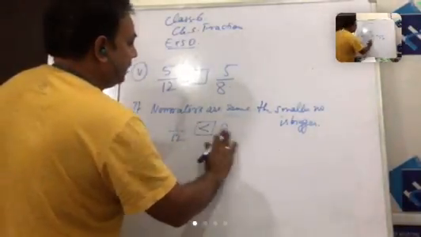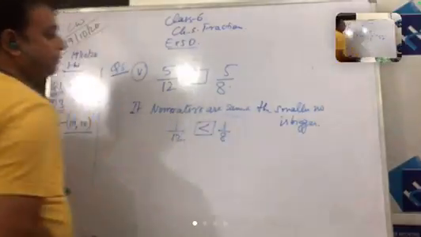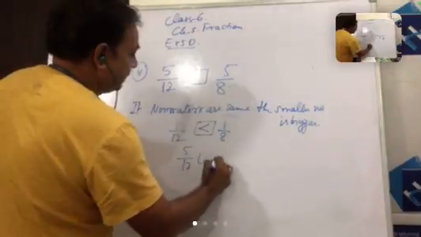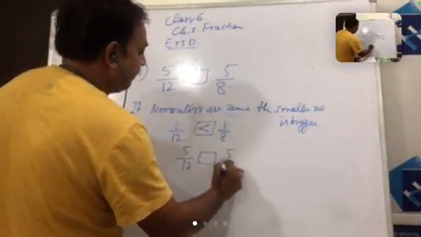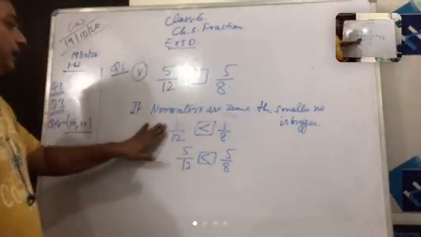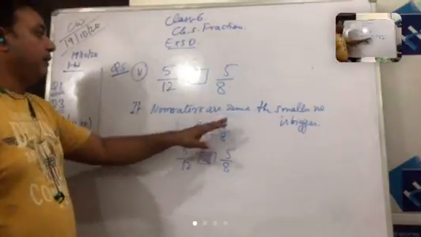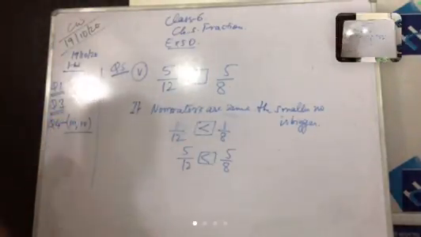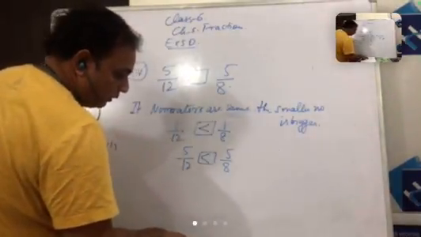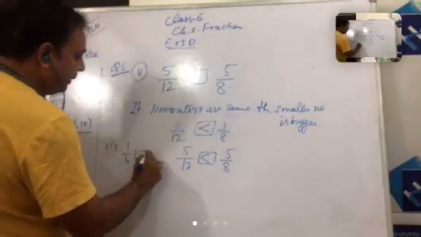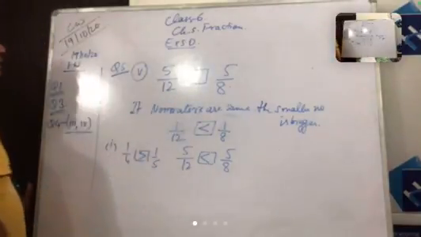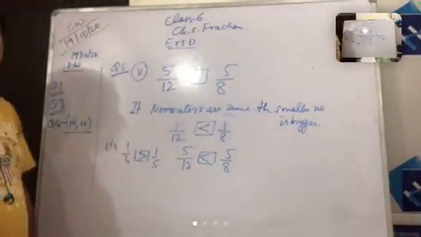Or you can write it like this also: 1/12 and this is 1/8. So 5/12 is less than 5/8. You can change the first one also by writing 1 by some number; first you can change 1/4 compared to 1/5, then it is bigger. Copied?